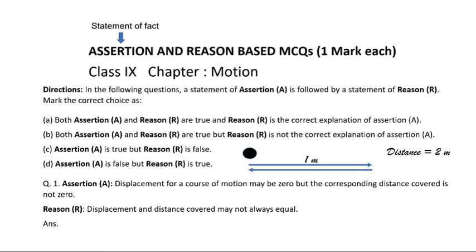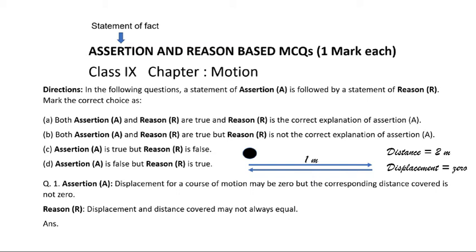Right. What will be the displacement? You all know that displacement is the shortest distance between the initial and the final position, and therefore when the initial and final positions coincide at one point, the displacement, as you are already thinking, is zero in this case.